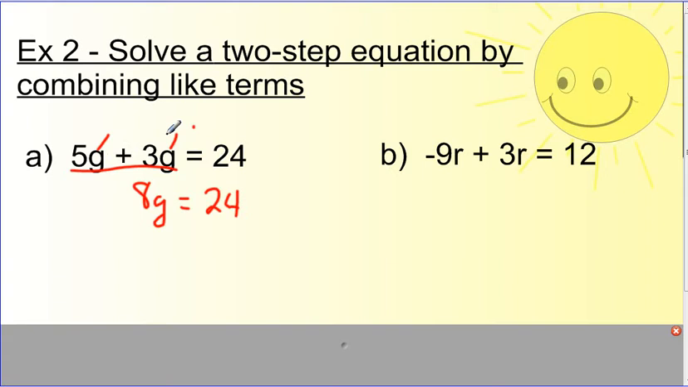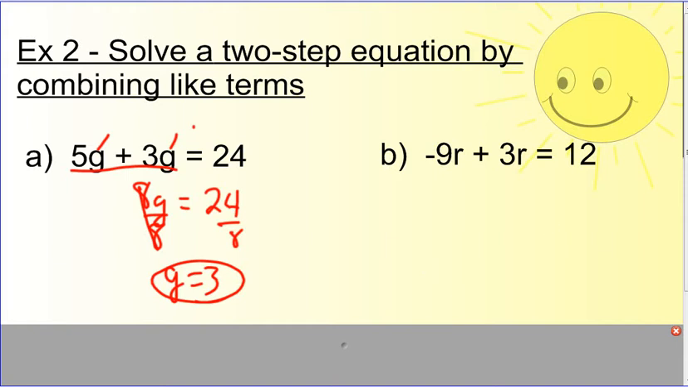You're using your normal integer math. So if the signs are the same, you add. If the signs are different, you subtract. So when we do that, 5g and 3g gives us 8g. We divide by 8, divide by 8. You know, this is like a one-step now. Get rid of the multiply by dividing, so g equals 3.